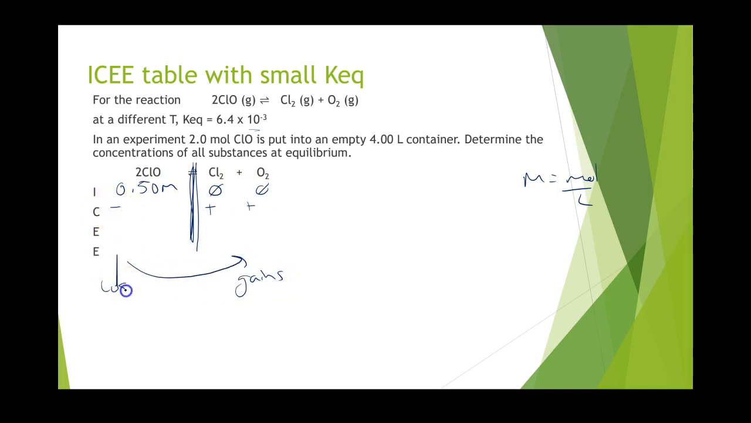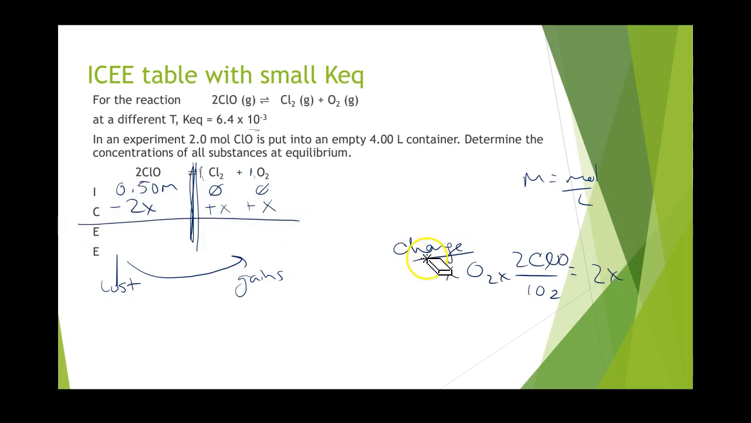Gains and loses. But we don't know how much they gain, so we're going to use a variable to represent that. We're going to say they gain X, and the reason I say X is because they have a coefficient of 1. 1X, 1X. But because this has a coefficient of 2, here's my change. I have X O2. 1 oxygen comes from 2 ClOs, which means it's 2X for the ClOs. So 2X here. So at equilibrium, I have X, X, and 0.5 minus 2X.